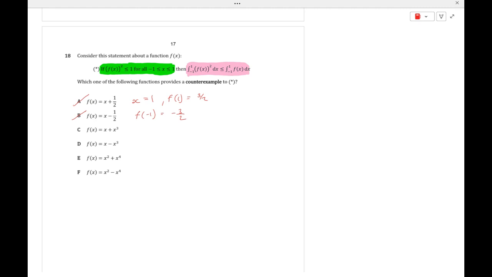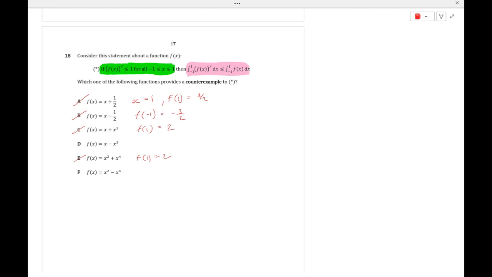If we then look at C, we can do f of 1 equals 2, so that's gone. And E, similarly, f of 1 equals 2. So very quickly, we've written off 4 of the options. So then we're looking at D or F. Now, different people look at it in different ways, but one thing that I noticed straight away is in D, the function has odd powers, whereas in F, the function has even powers.